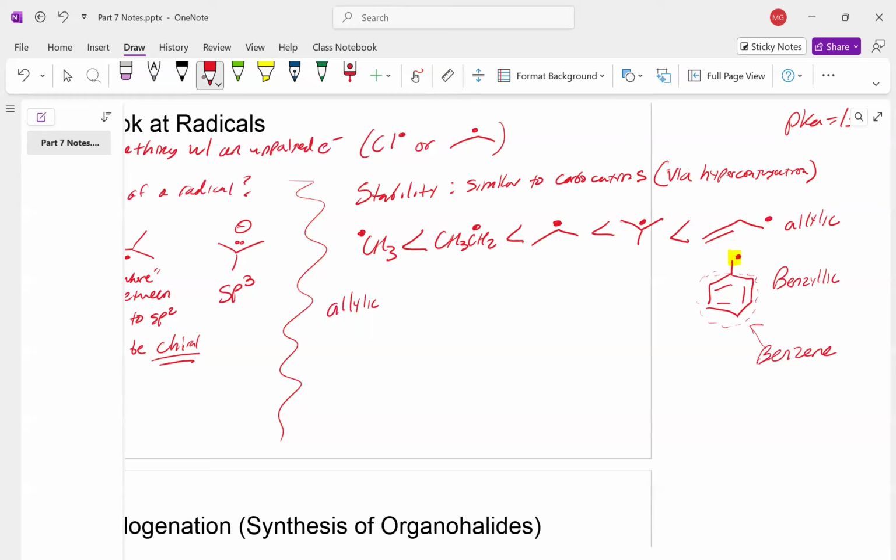So let's draw a resonance form for the allylic radical. Now, how do we get there? Well, because we're dealing with radicals, we're going to use these little half arrows.